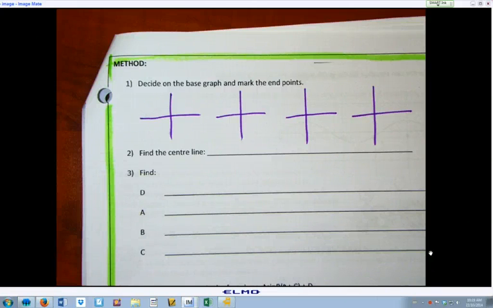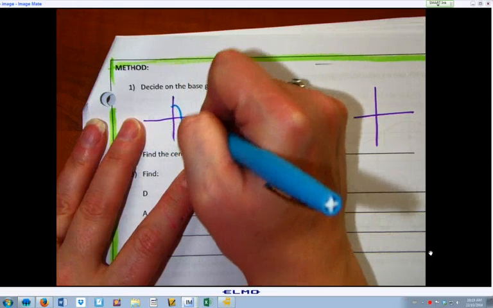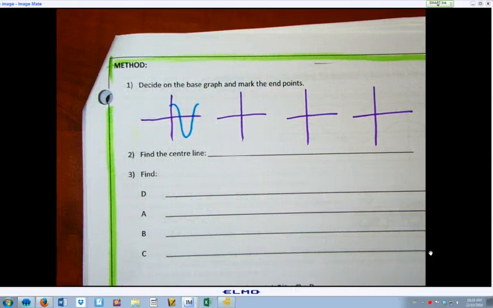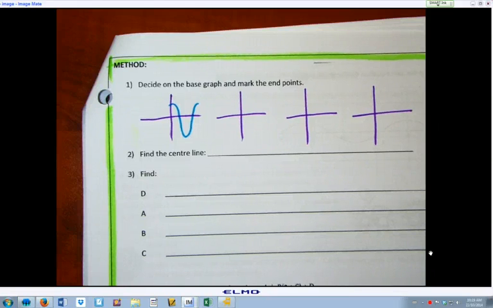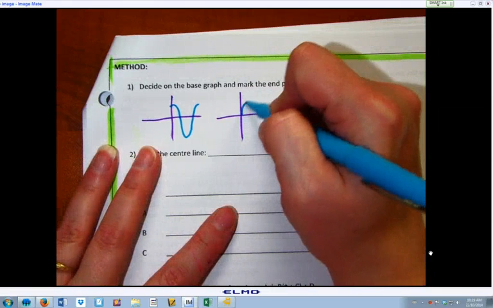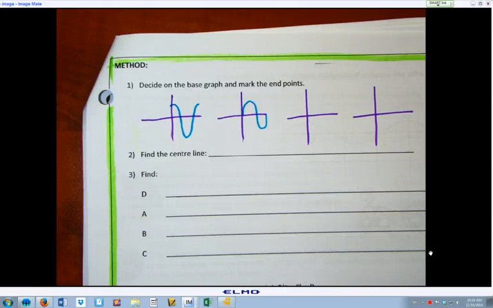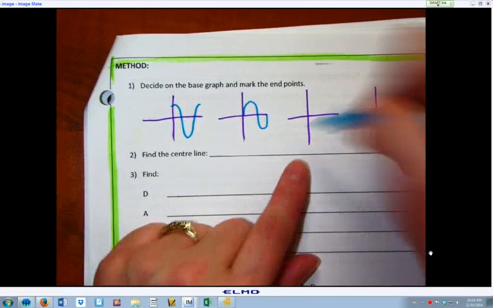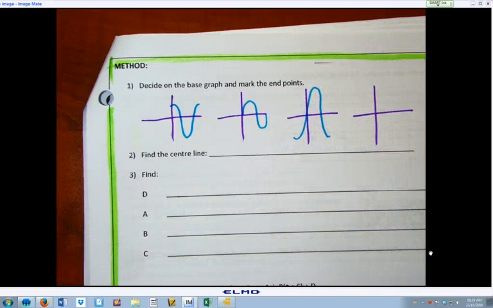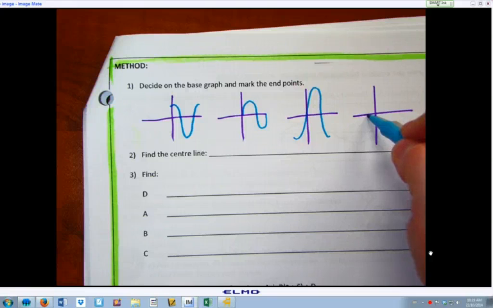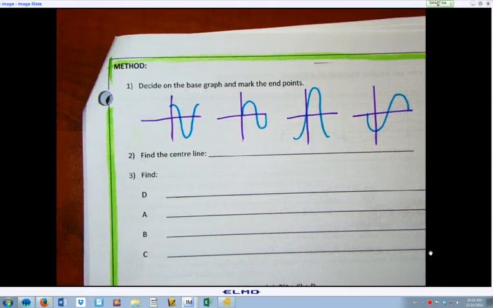You could choose to do a cos graph. Cos starts at a max, goes down to the min, goes back up to a max. You could choose to do a sine graph. Sine starts at the center, goes up, goes down, and returns to the center. You could choose to do a negative cos graph, which starts at the bottom, goes all the way up, and comes back down to the bottom. Or you could choose to do a negative sine graph that starts at the center line, goes down, goes up, and returns to the center line.